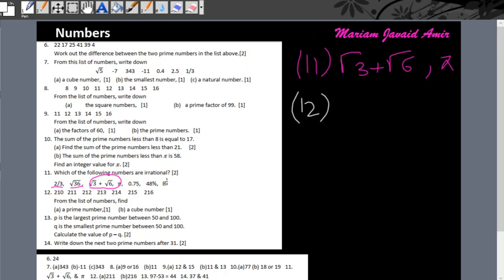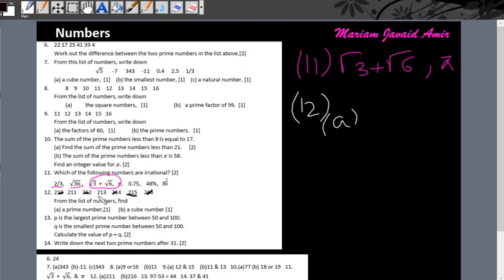From the list of numbers, find a prime number and a cube number. So for part A, find a prime number. The even numbers can't be prime numbers because they're divisible by 2. So let's scratch this, this, this and this because they're divisible by 2. And let's see which of these numbers sum up to a multiple of 3.